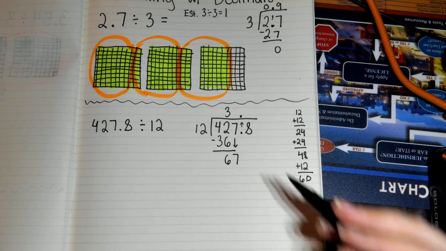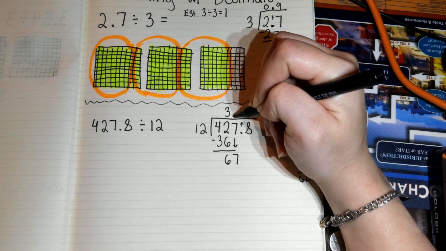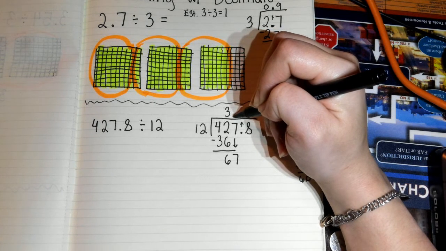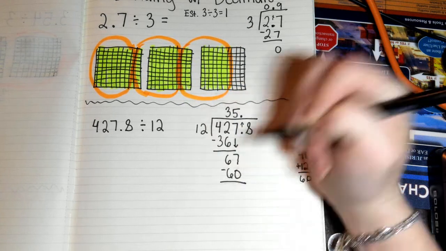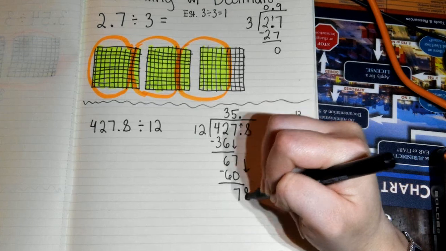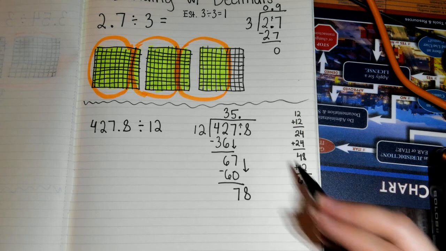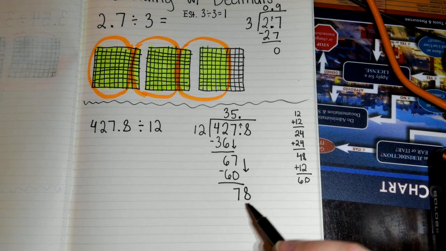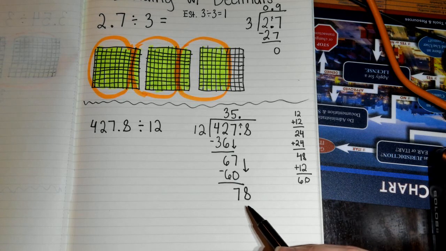Right, 5. So the 5 would go up above the 7 because that's the last number I used, and I would subtract out 60. Pull down the 7, and now pull down the 8. Okay, last one. And that's what's great about having this math here on the side. Now you're ready to keep going to 78, right? Because I can see 60. I can keep going to get closer to the 78.